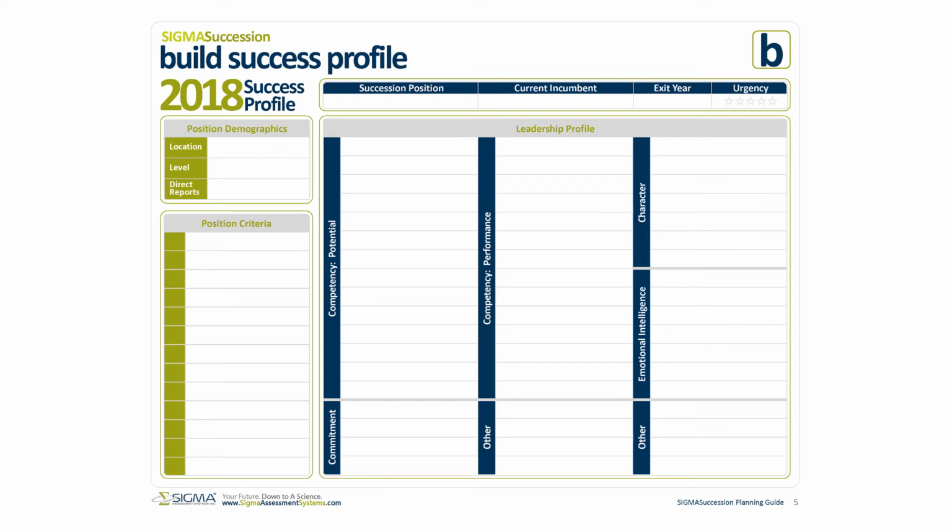So we've talked about gathering information from the incumbent, from their direct reports, certainly from the senior management team, but assessments can really close that loop and really add a lot of objective data to the process. And finally, the key piece here is we've developed our success profile. We have a lot of really great information, and essentially this is the target. This is what we're shooting for as we develop successors into this role.